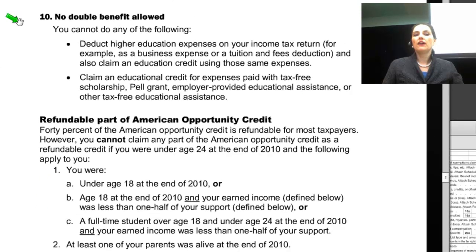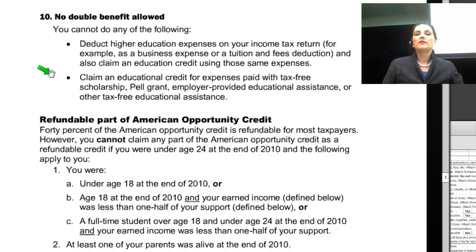No double benefit allowed. You cannot do any of the following. Deduct higher education expenses on your income tax return, for example, as a business expense or as a tuition and fees deduction, and then also claim an education credit using those same expenses. Or claim an educational credit for expenses paid with tax-free scholarships, Pell Grants, employer-provided educational assistance, or any other tax-free educational assistance.